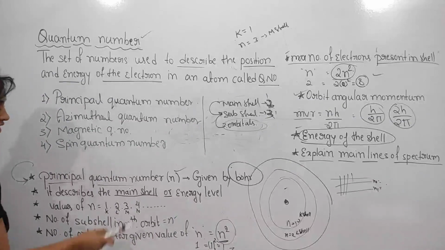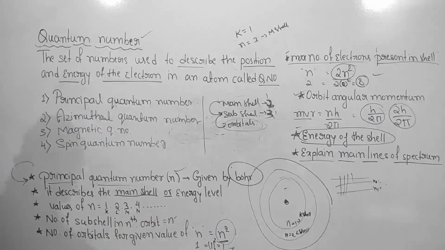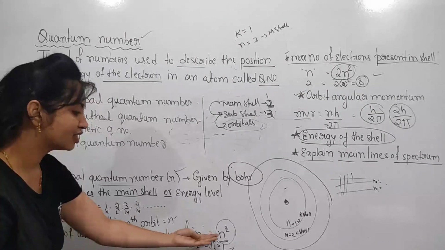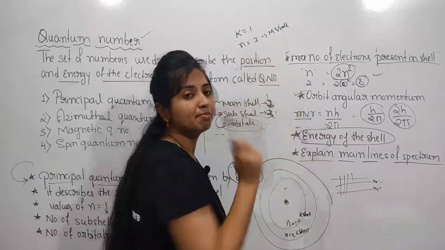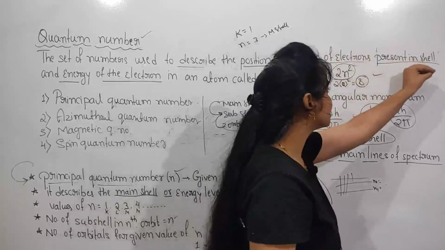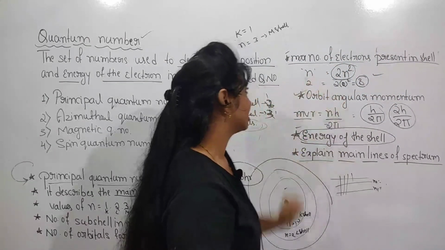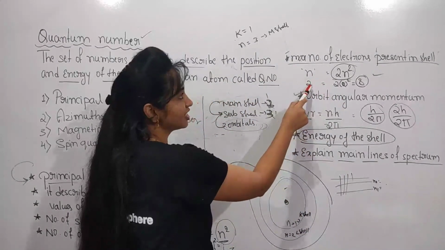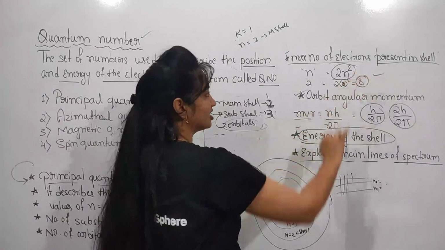In the first orbit, we have only one subshell. In the second orbit, we have two subshells. Like this. And next one is the number of orbitals for a given value of n is equal to n square. Then the maximum number of electrons present in a shell n is equal to 2n square. So like this, in the second shell we have 8 electrons, maximum 8 electrons.